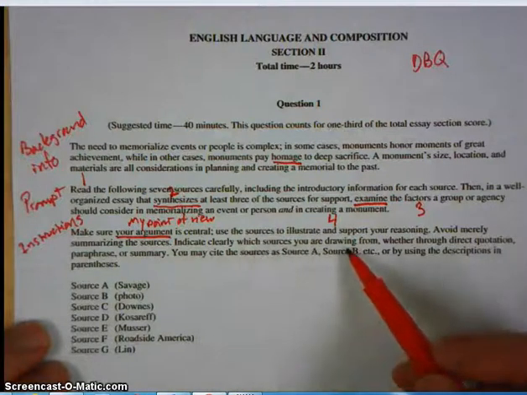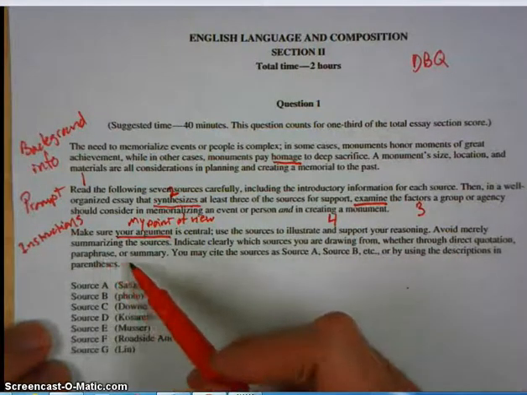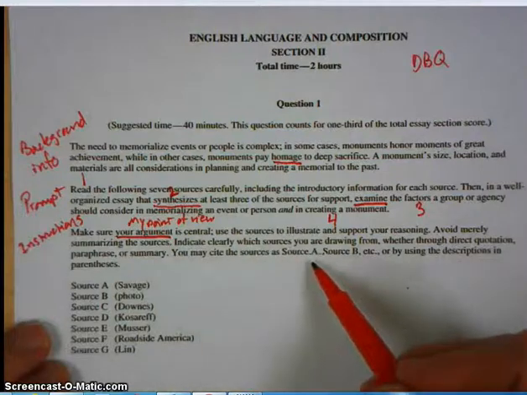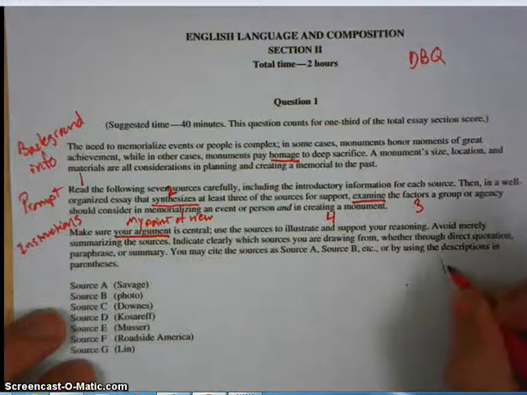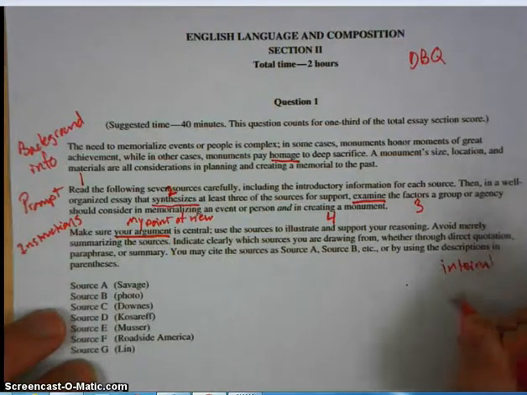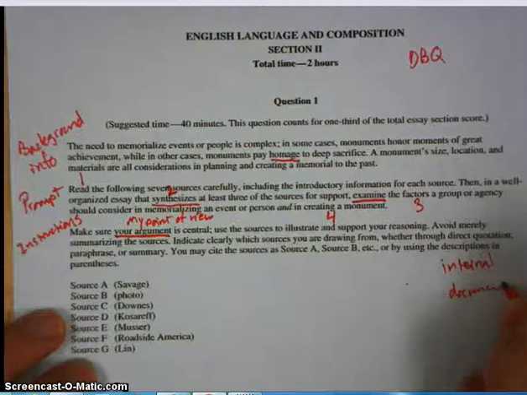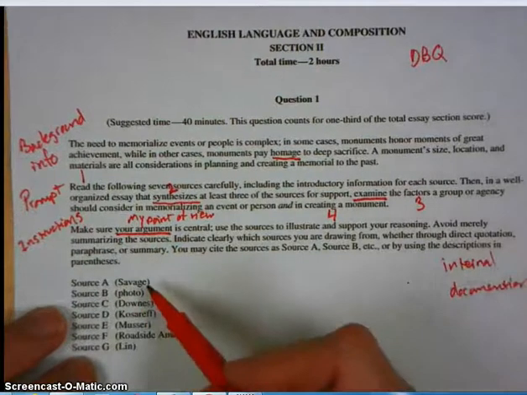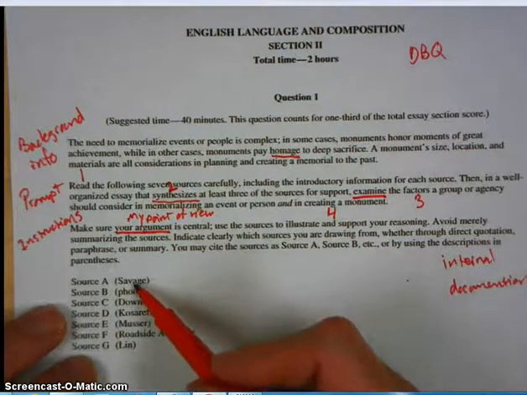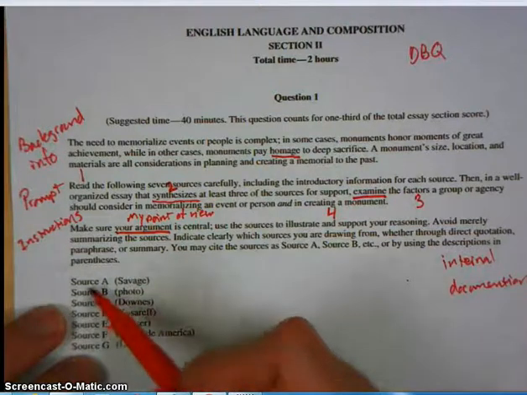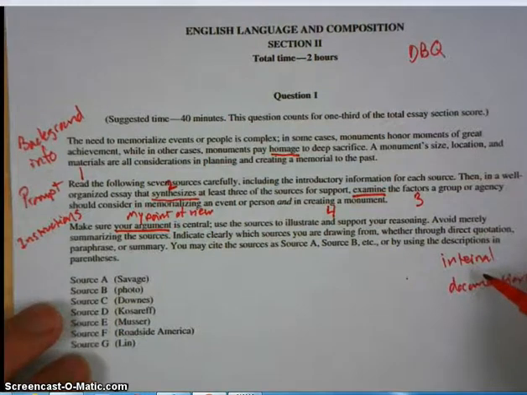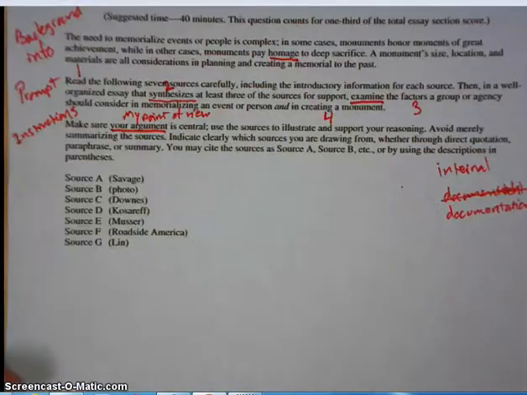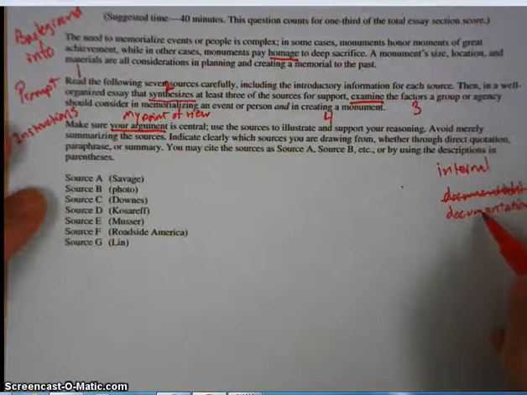Indicate clearly which sources you're drawing from, whether through direct quotation, paraphrase, or summary. You may cite the sources as source A, source B, etc., or by using the descriptions in the parentheses. We call this internal documentation. And they, in fact, give us the way that we can do our internal documentation by giving us the author's name, or simply we could use source A, B, C, or D. So there's no excuse for not using our internal documentation. Okay, no one realized that I misspelled that word except for me, so documentation is now spelled correctly.